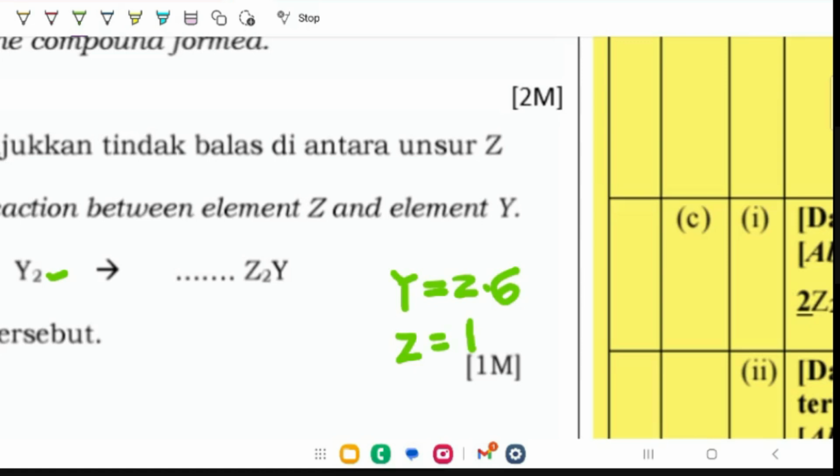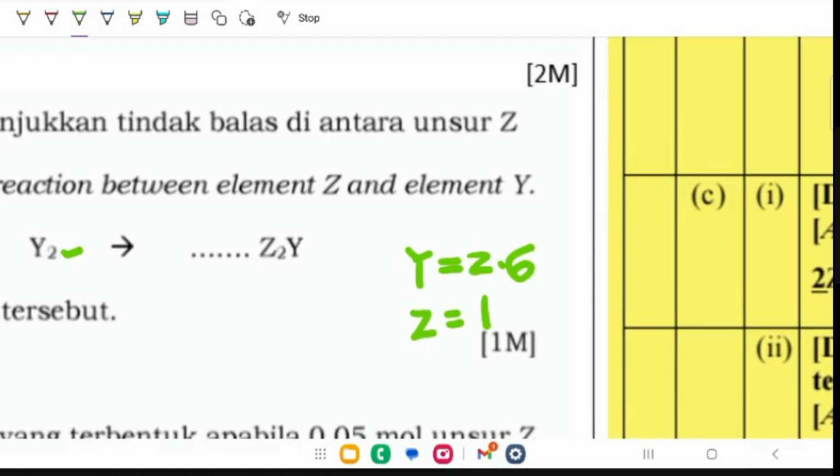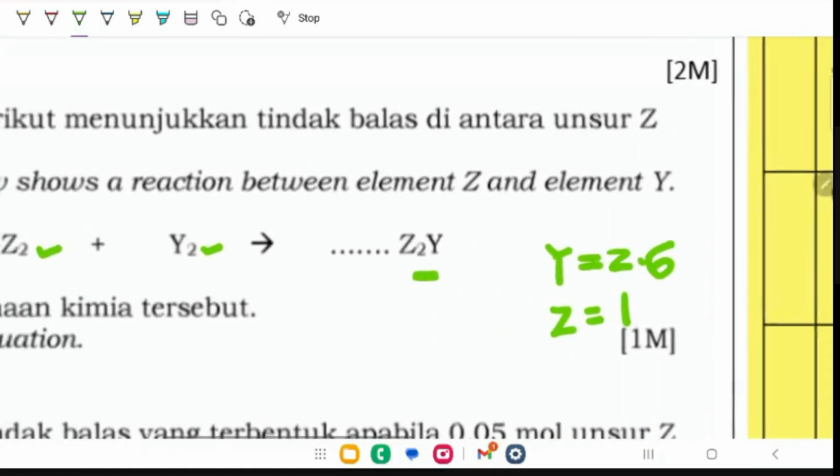How about Y? 2,6. How many electrons must be contributed by the Y atom so that you achieve octet electron arrangement? 2. But Z only contributes 1. So how? You need 2 Z atoms. Okay, 2 Z atoms. So that's why you have Z2Y.